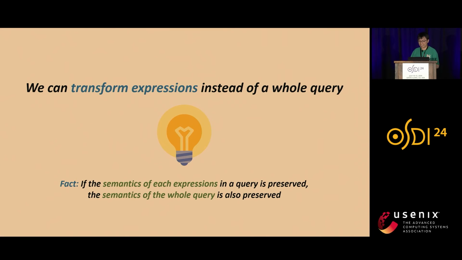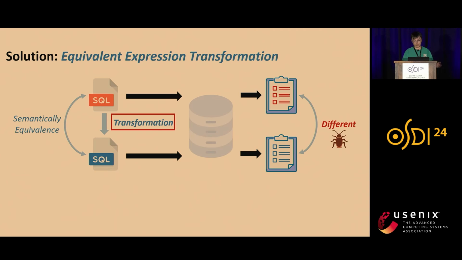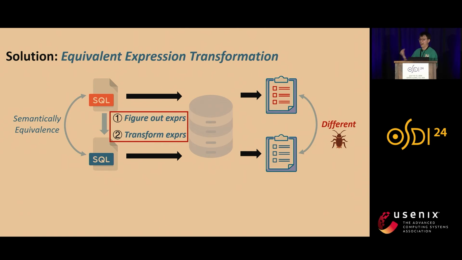It's based on the fact that if the semantic of each expression in a query is preserved, the semantics of the whole query is also preserved. So then, go back to this slide. Our solution is equivalent expression transformation. To do this transformation, we need to first figure out the expression inside the query, and then we transform this expression. So let's see how to transform the expression.